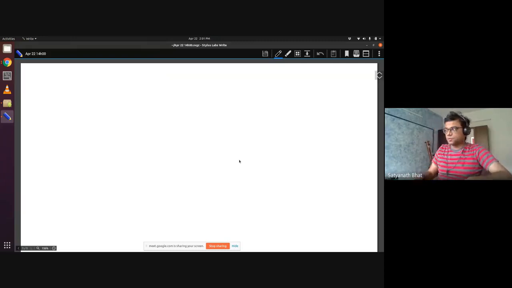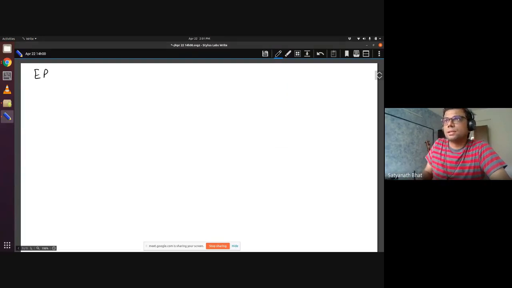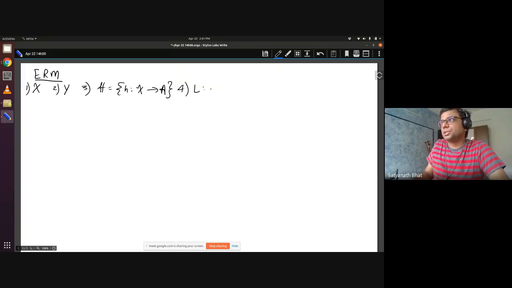So we were looking at empirical risk minimization. Let me just write down the setting as I usually do in this class. We have all the associated parameters here: feature space X, Y, H. This is the collection of all the hypotheses which goes from X to your action space A. Then you have the loss function, which measures how good a particular action is, right?